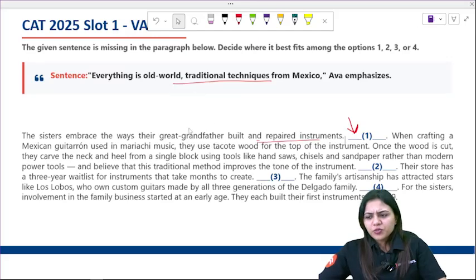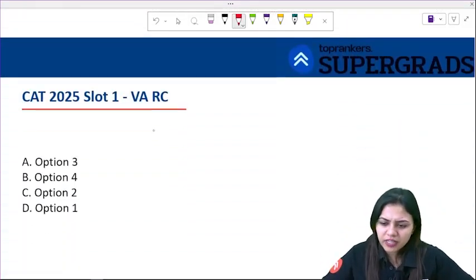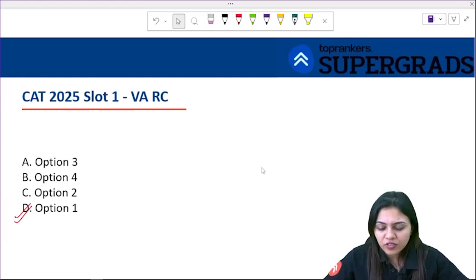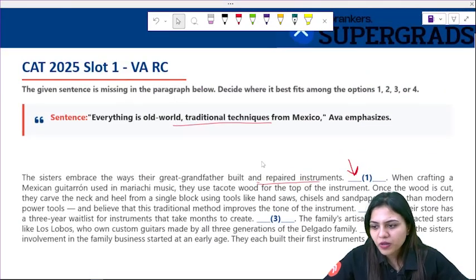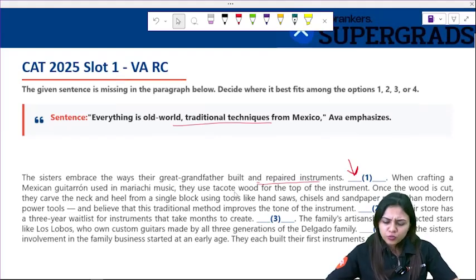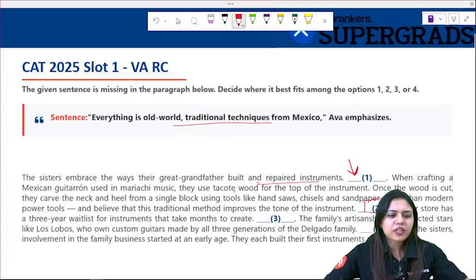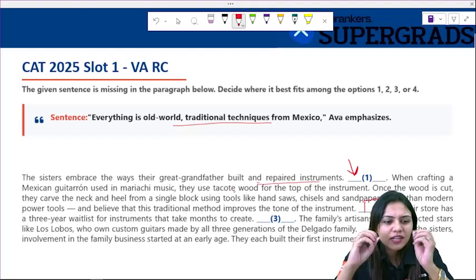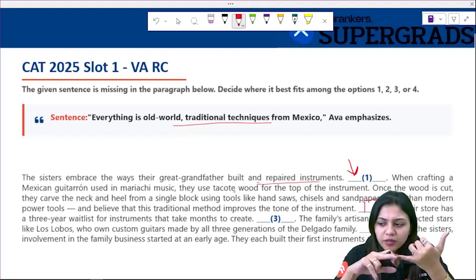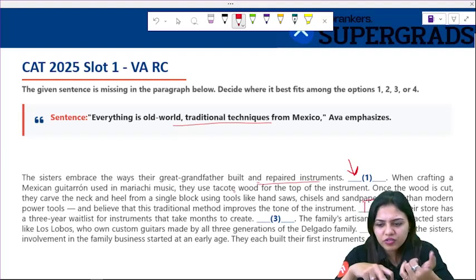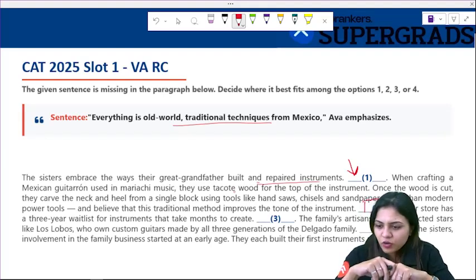Why can the other options not be the answer? By the way, let's first of all choose this as our answer, option D, which is basically option 1. That's where this statement will fit. When I talk about option 2 here, it likely talks about results. We are talking about outcomes here, but results will actually come after the process, not before it. That's why this cannot be the answer.